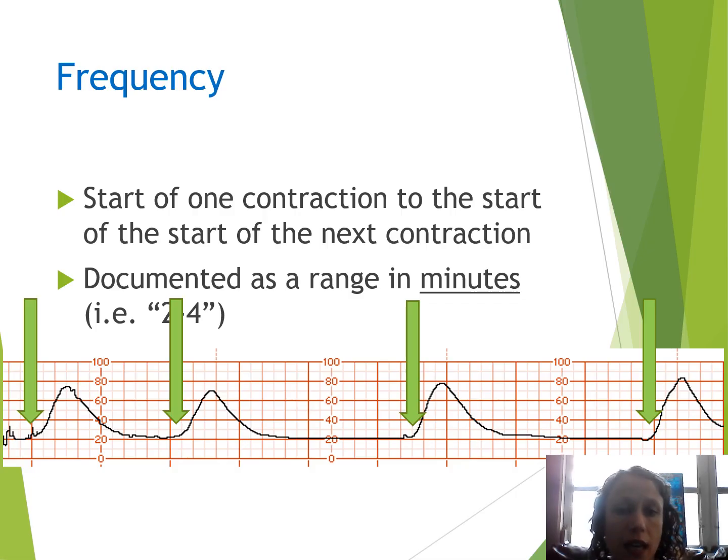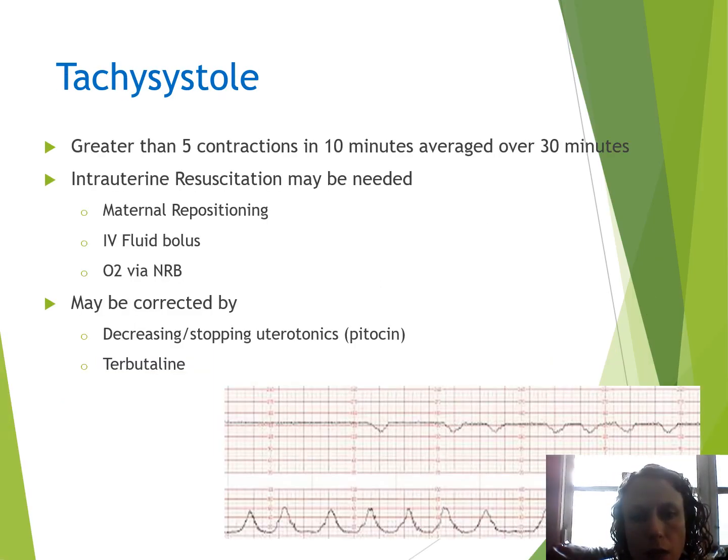So like I said, from the beginning of one contraction to the beginning of the next. So you can see this one would be documented as 2 to 4 minutes. You take the shortest and the longest. So when we're talking about tachysystole, we're talking about having greater than 5 contractions in 10 minutes, average over 30 minutes.